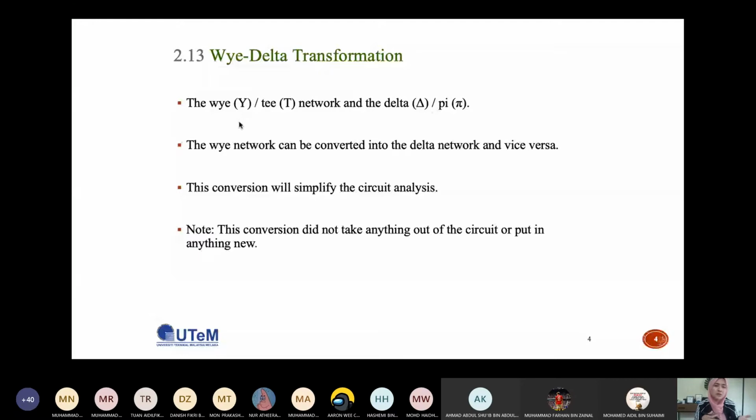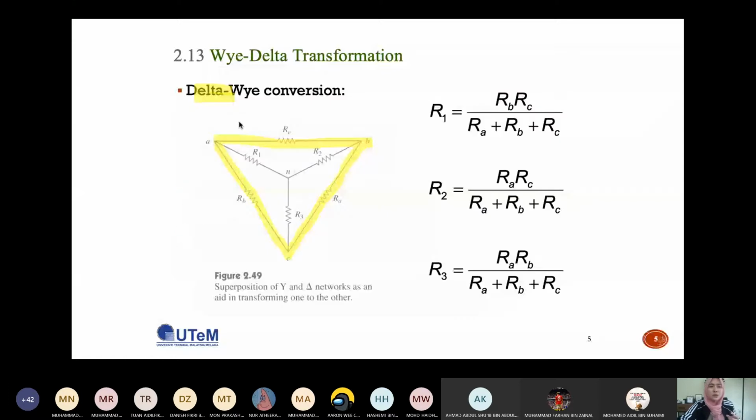Okay, so this conversion is used to simplify the circuit analysis. Okay, so you need to take note that this conversion did not take anything out of the circuit or put anything new. It is actually the same circuit, it's just that you change the connection of the circuit. Okay, so over here is an example if you want to convert from a delta network to a Y network. Okay, so you know that a delta network, you have something like this.